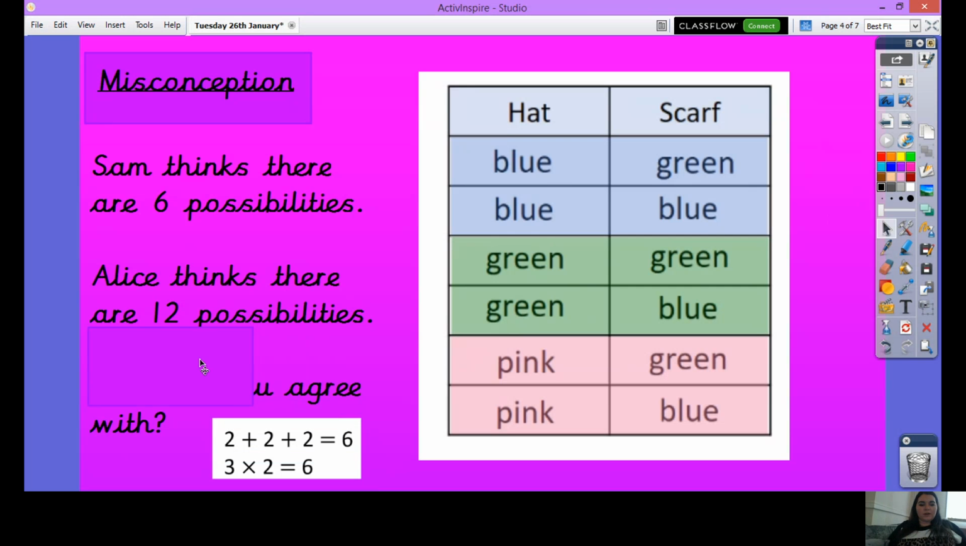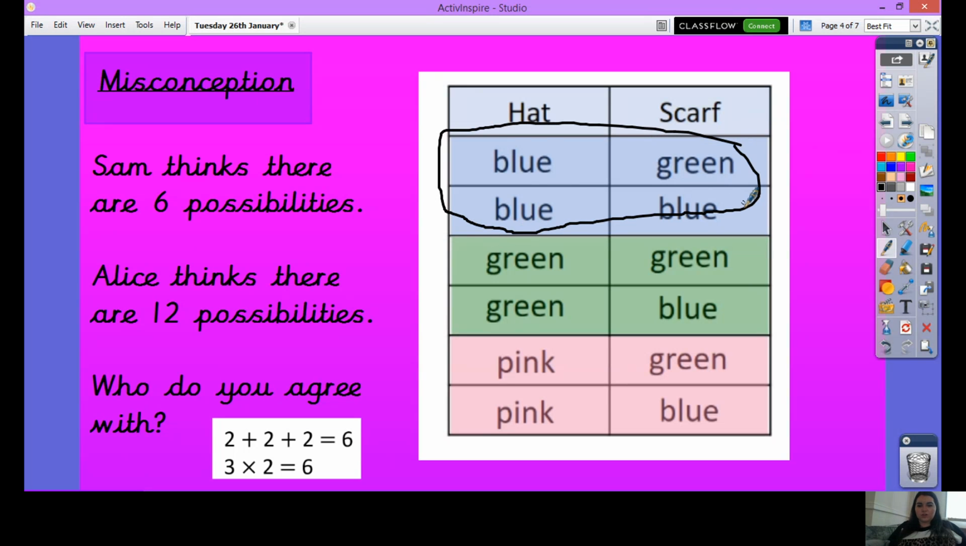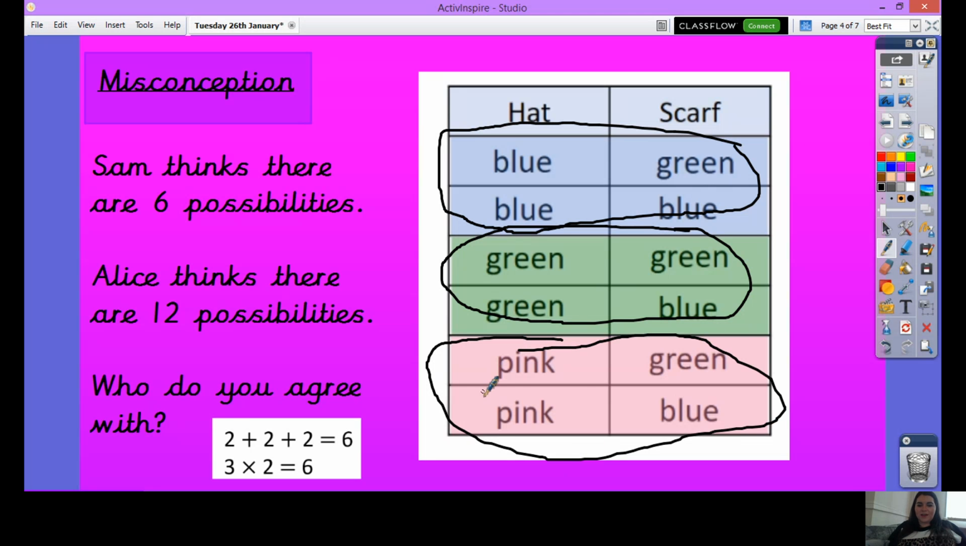Okay, so I can see that for the blue hat, they could have had green or blue. So that's 2 different options there. The green could have had green or blue. That's 2 different options there. And pink with green or blue, that's 2 different options there for the pink. So that's 2 for blue, 2 for green, 2 for pink, 2 add 2 add 2 means 6, or 3 different colours with 2 different options. So 3 times 2 is 6.